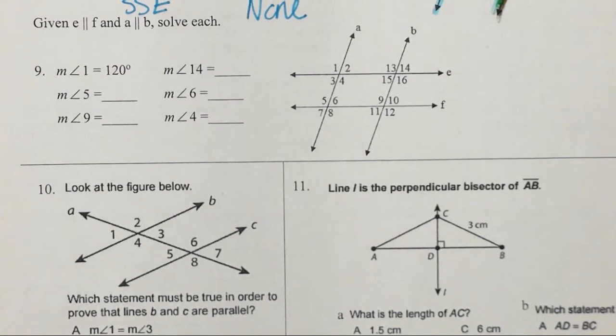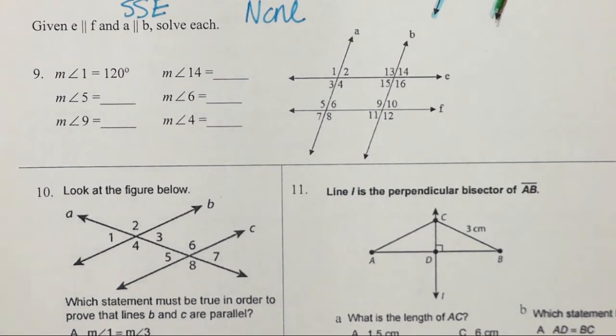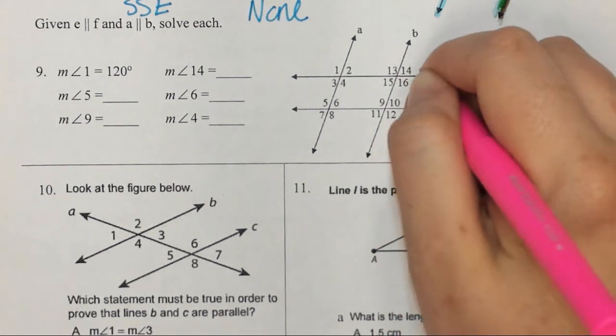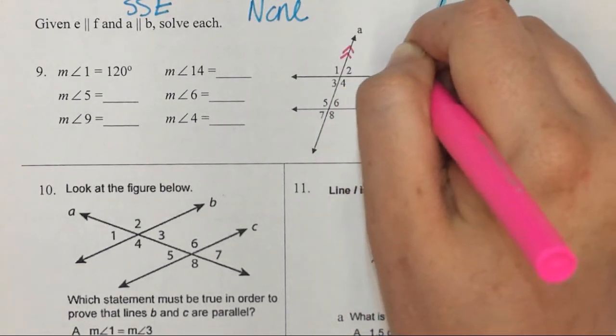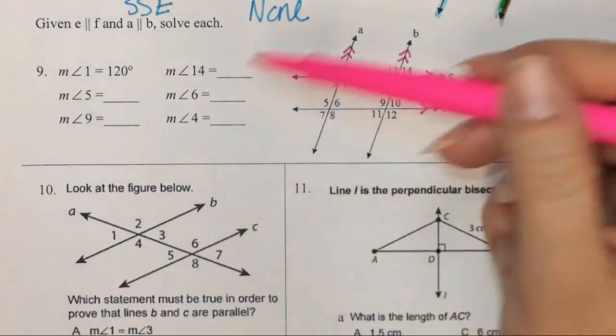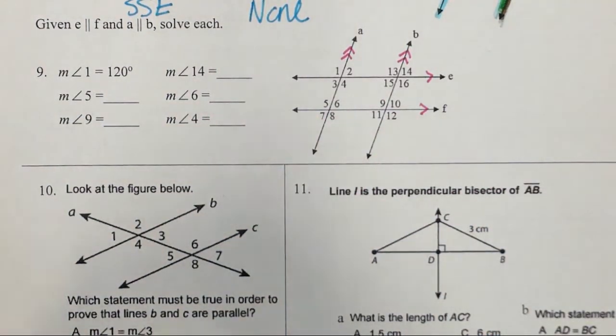All right. Next, it says that line E and F are parallel. Get a different marker. And A and B are parallel. And it wants us to find all of these missing angles. Okay.